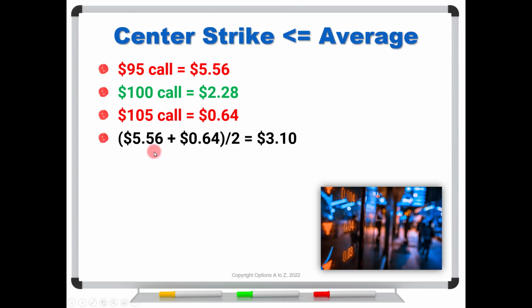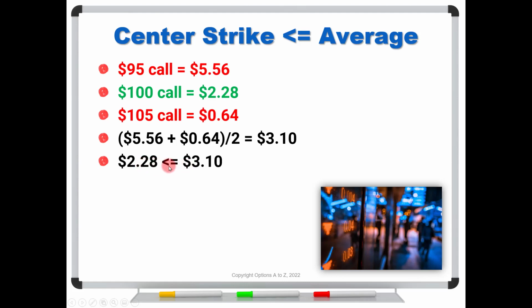So for instance, if we take 5.56, that's this top one, plus 64 cents, the bottom one, we add them up, we divide by 2, we get 3.10. And notice that 2.28, that's our center strike right here, is less than or equal to 3.10. And that will always be true. At best, they'll be equal, but for the most part, it's going to be less than.